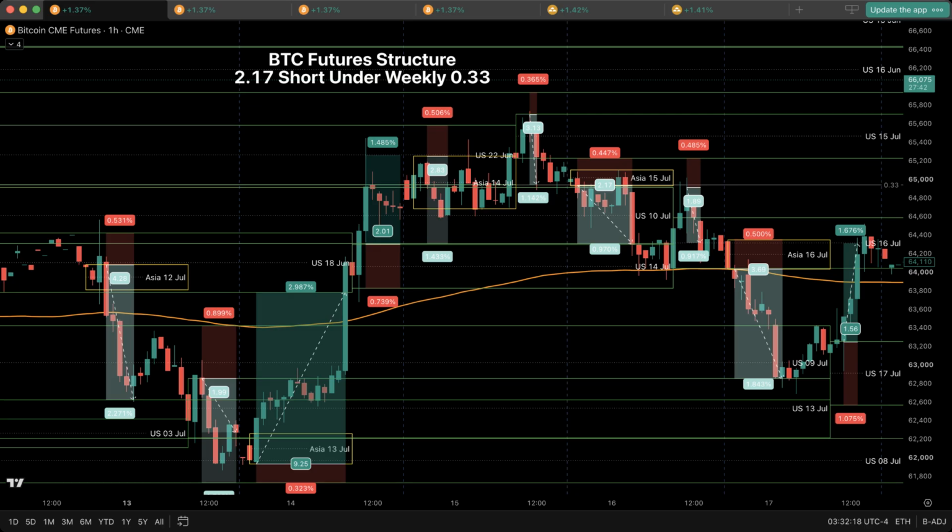The first question is not direction. The first question is holding. Can price stay above weekly 0.33? Can price hold the compressed Asia box? Can price keep distance above old US memory? If not, the short can appear.